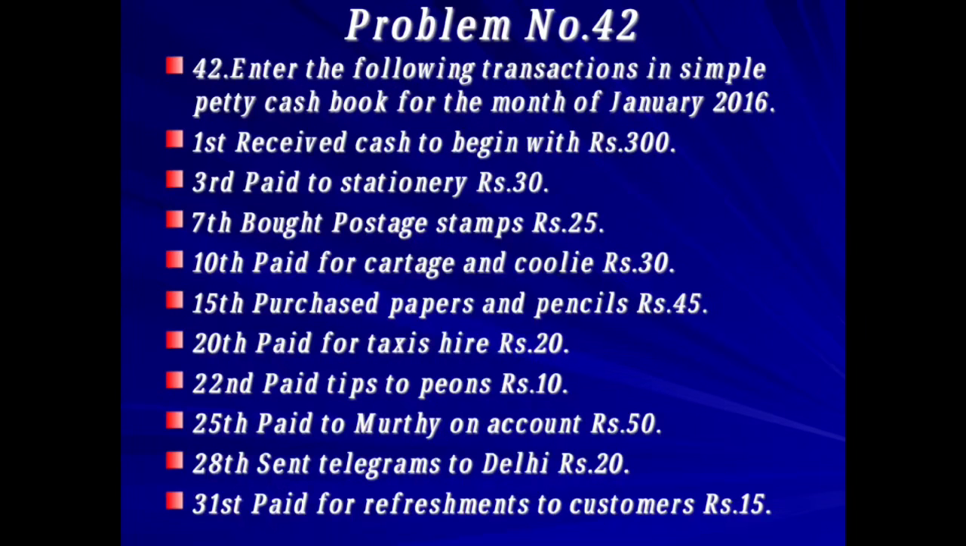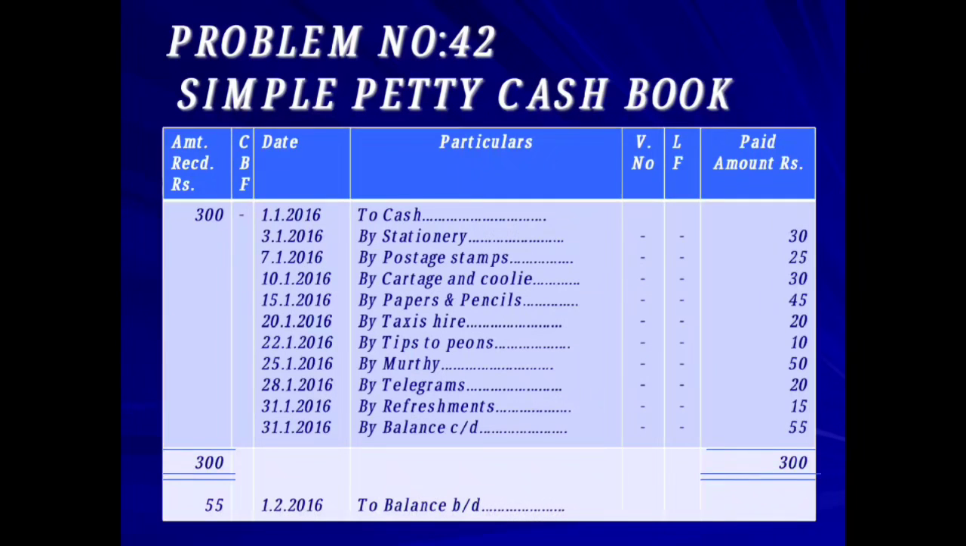Let's see the second problem on this. Problem 42: enter the following transactions in simple petty cash book for the month of January 2016. First, we have received cash to begin with, rupees 300. So for the receipt, which side do you have to record? The amount received column. To cash on 1/1/2016. To cash 300, which we have received.